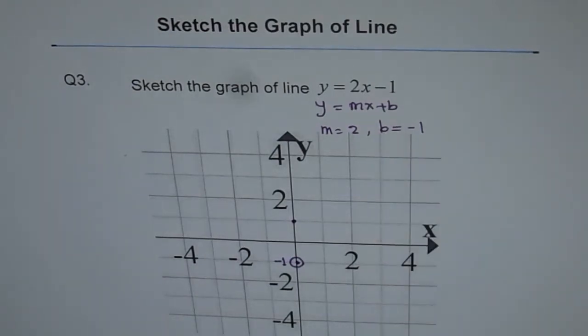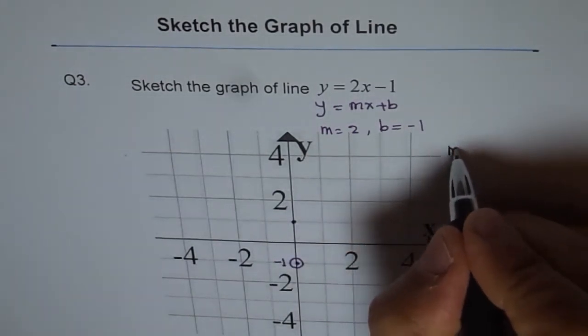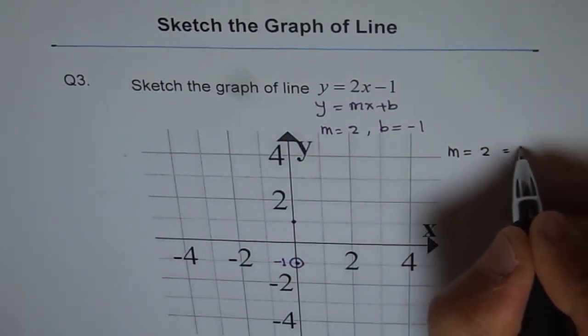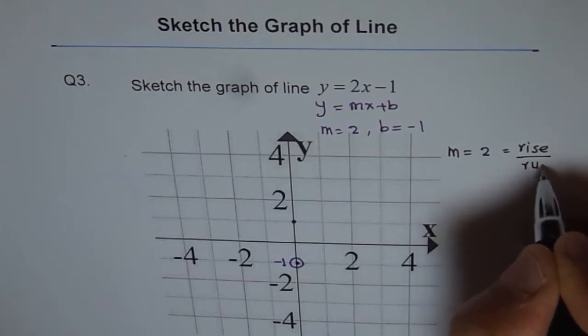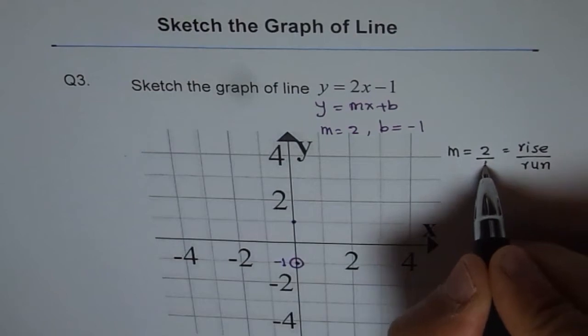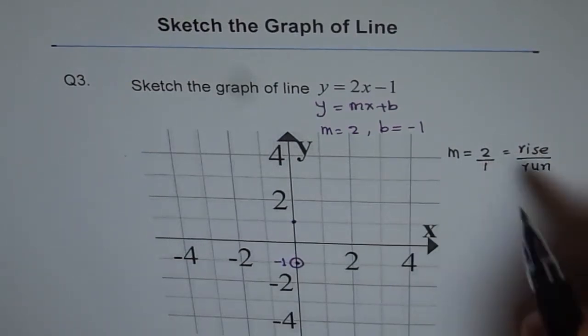Now the slope is 2. Slope of 2 means what? Let me write here, slope of 2, that is m of 2, means slope is seen as rise over run. So if 2 is the rise, what is the run? If nothing is in the denominator, we have to assume 1. It is always there, right? So rise of 2 and run of 1.